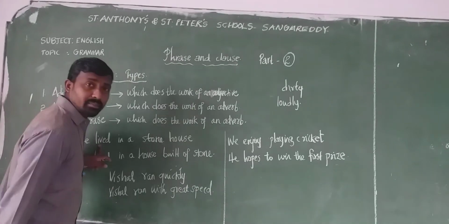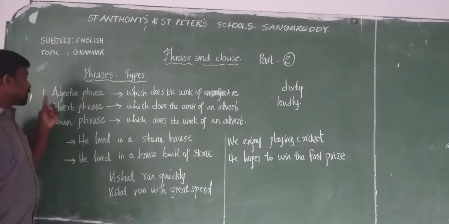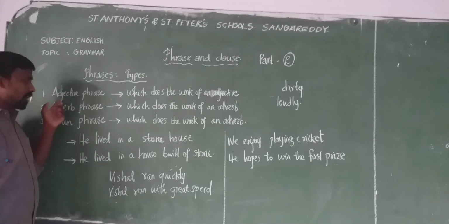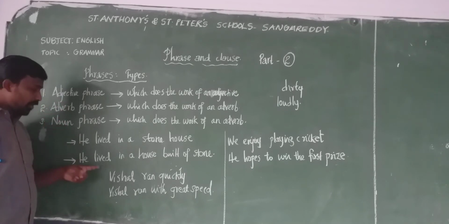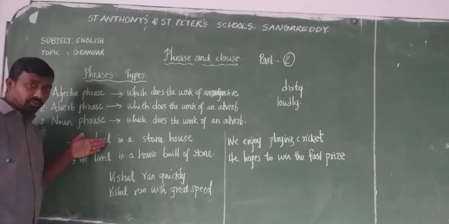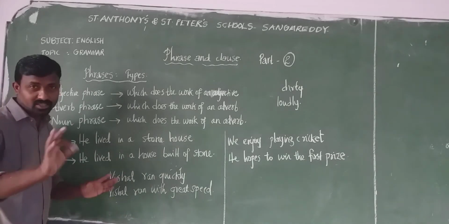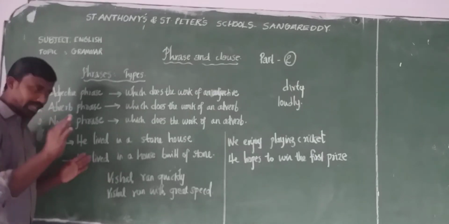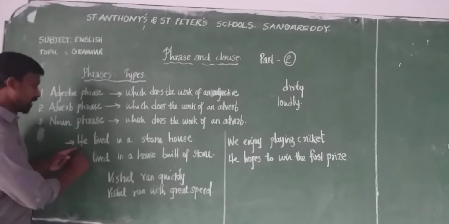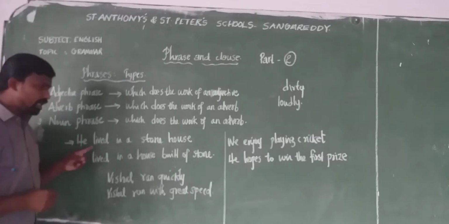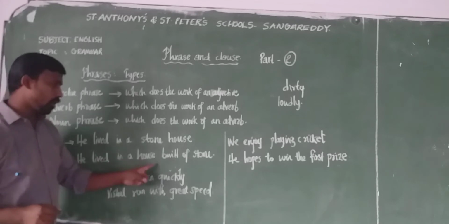My dear students, please look here. We are going to discuss adjective phrase, adverb phrase and noun phrase. I do not want to tell you what kind of phrase these sentences are, because I just want to explain it with your support. He lived in a stone house. He lived in a house built of stone.